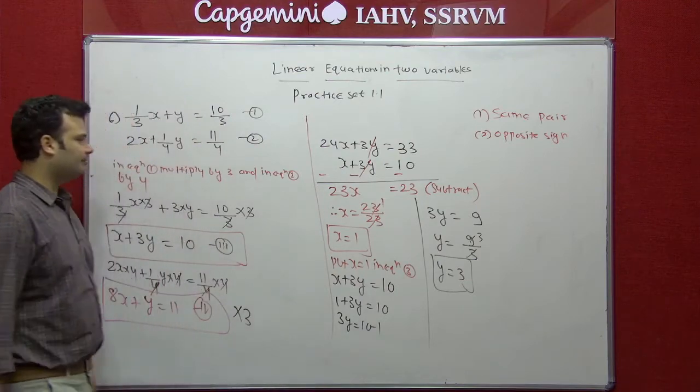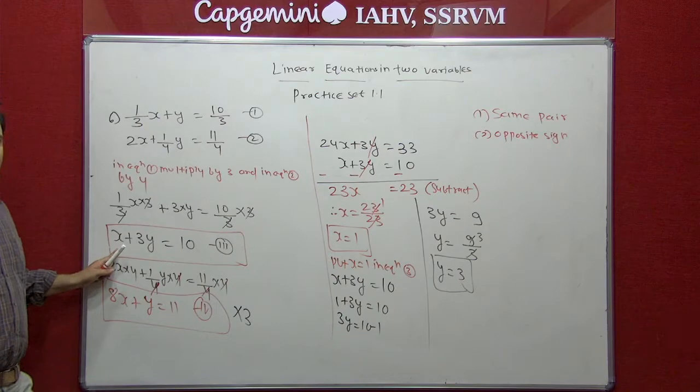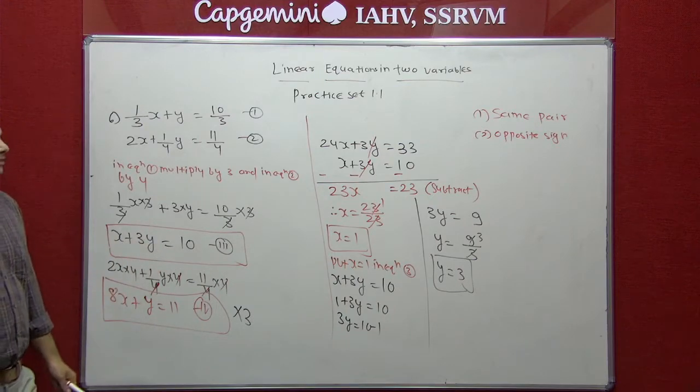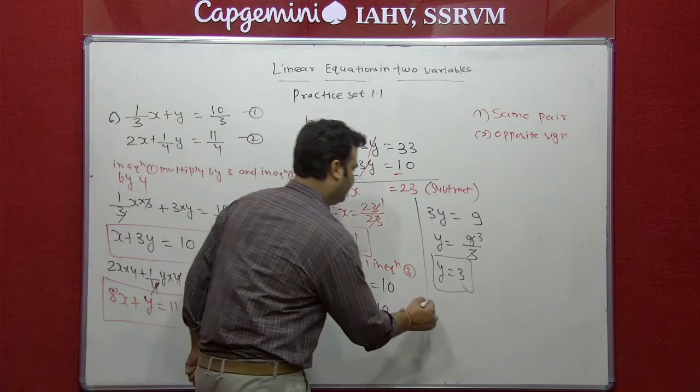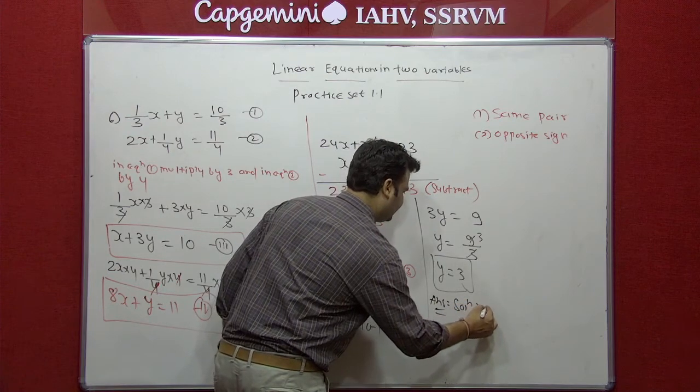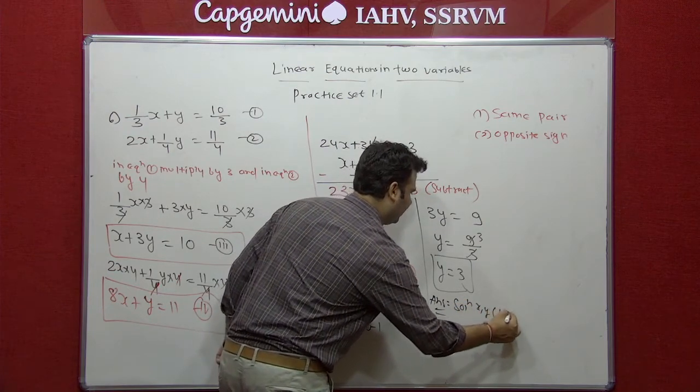So if you want to check, x is 1 and 3 3s are 9, so 1 plus 9 is 10. Your answer is correct. So we can write the last part, the answer, and that is the solution: x is 1 and y is 3.